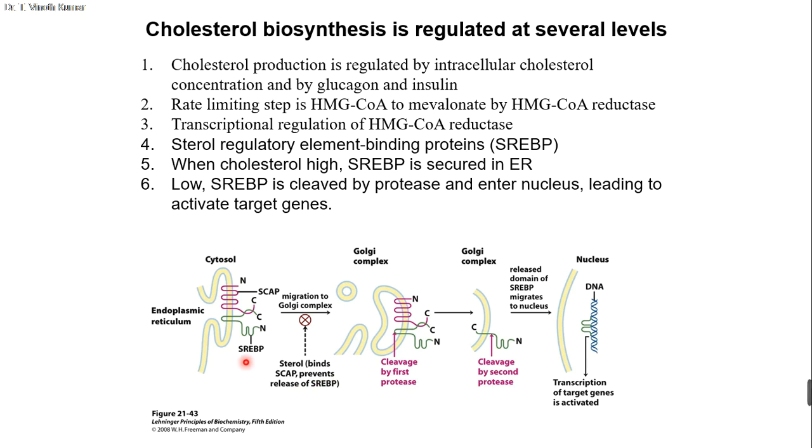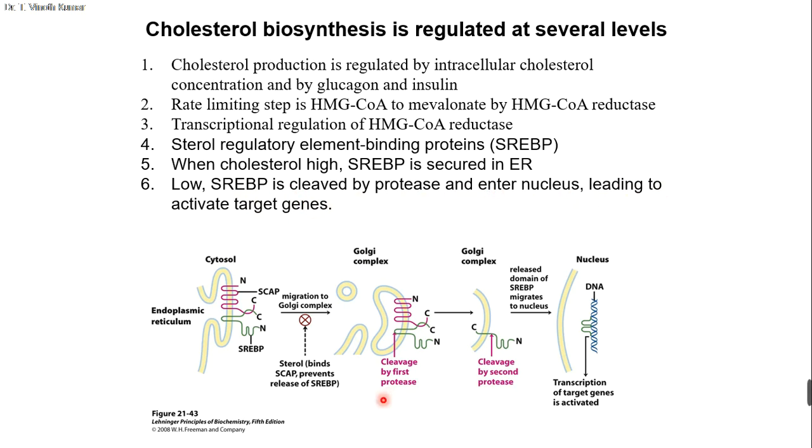So this SREBP is now liberated, and this is a very important segment. It will go and bind to the DNA inside the nucleus, which means the transcription of target genes is automatically activated. That means if SREBP is cleaved by the protease and enters the nucleus, it leads to the activation of target genes.